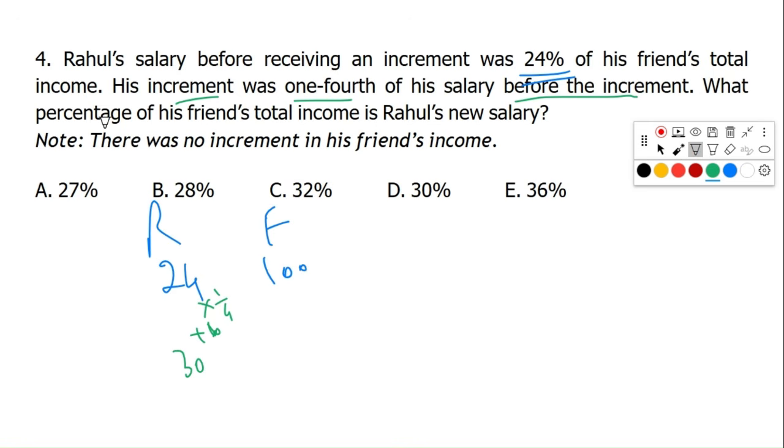Now he is at 30. So what percentage of friend's total income is Rahul's new salary? Friend's total income, we assumed it as 100. If friend is getting 100 and there was no increment for his friend's income, you consider the same 100 and Rahul is now getting 30. So what is the percentage? 30%.